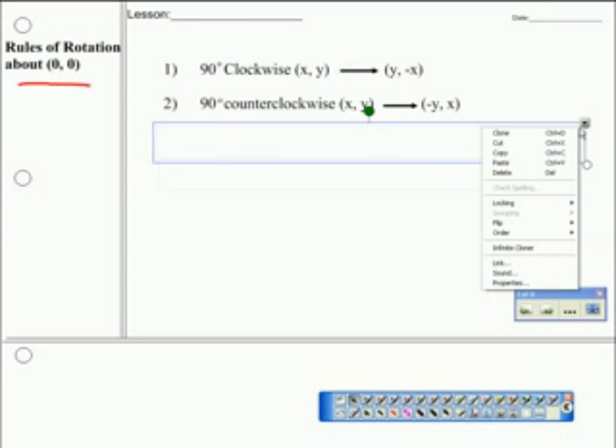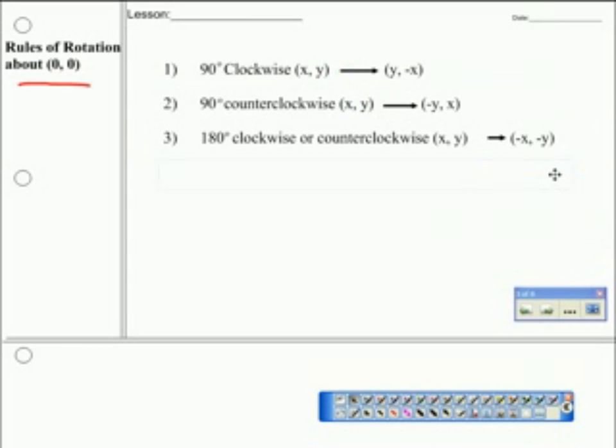The next one is 180 degrees clockwise or counterclockwise. Why would it be both? Yeah, halfway is halfway. Either way you go, you're going to end up halfway, right? Exactly. Doesn't matter which way you go, 180 degrees, you're forming a semicircle, so that's halfway around. And what you do is the coordinates stay in the same place, you just change their signs.